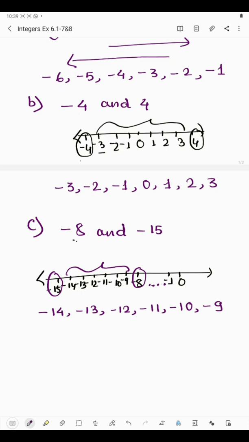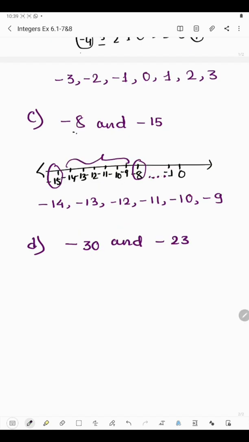Now coming to the last part. In the last part we have -30 and -23. So both are negative integers. So suppose 0 is here and right side of 0 is all positive and left side of 0 is all negative. Now after 0, -1 this way. Suppose -23 comes. I have not written all the numbers because we have to write the numbers in between -23 and -30. So it's not possible to write all 30 negative numbers. So that's why I have given dots here.